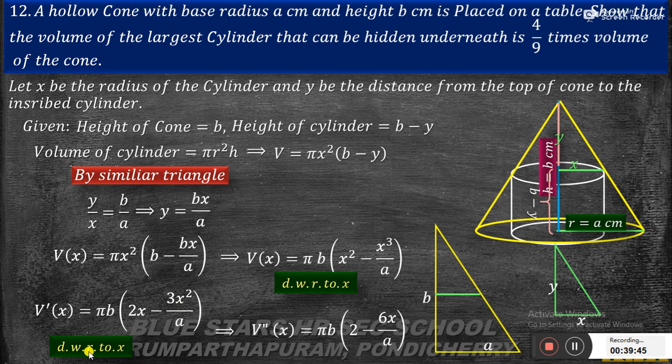Again, the second time, differentiate with respect to x. So V double dash of x equals pi b into 2 minus 6x by a. This is V double dash of x. Now I take V dash of x equal to 0.